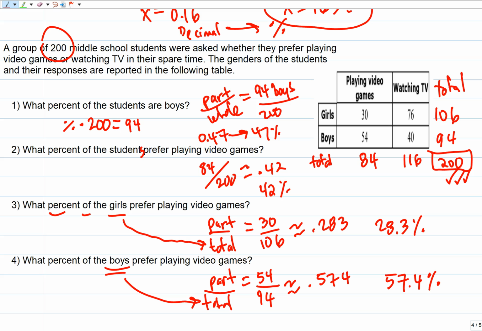Well, I could say about 42% of the students preferred playing video games. 47% of the students were boys. 28% of the girls liked playing video games, and 57.4% of the boys liked playing video games. So we can make inferences and statements about these percentages. I think these are easier because we're just setting up part over whole and finding percentages.